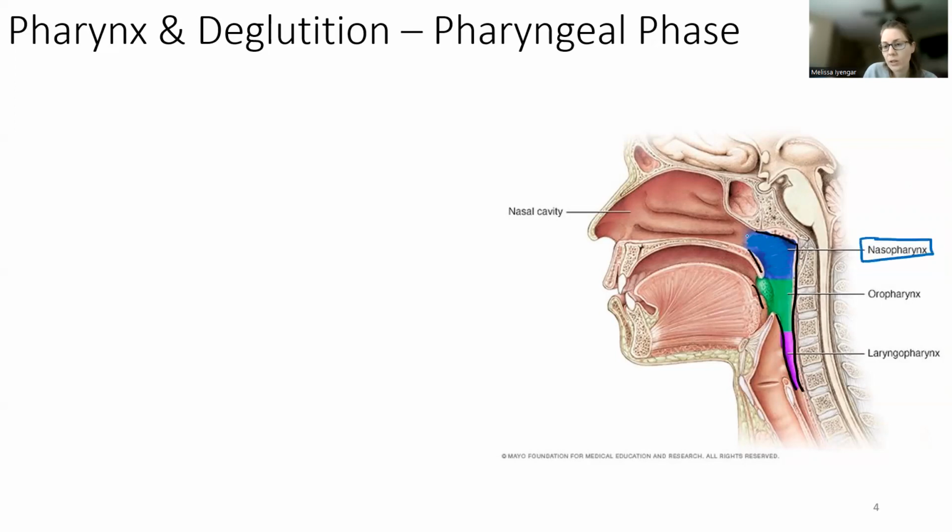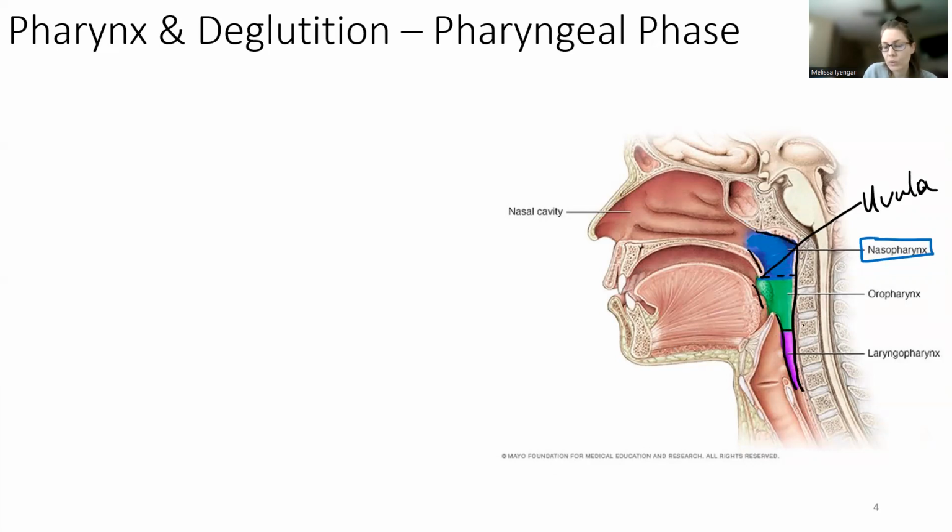The nasopharynx goes from the end of the nasal cavity and then ends right here at the uvula, which I forgot to put on the other PowerPoint. Basically, this is the soft palate. The end of the soft palate is the uvula. It's that little dangly part at the back of your throat. Okay, so that's the end right there of the nasopharynx.